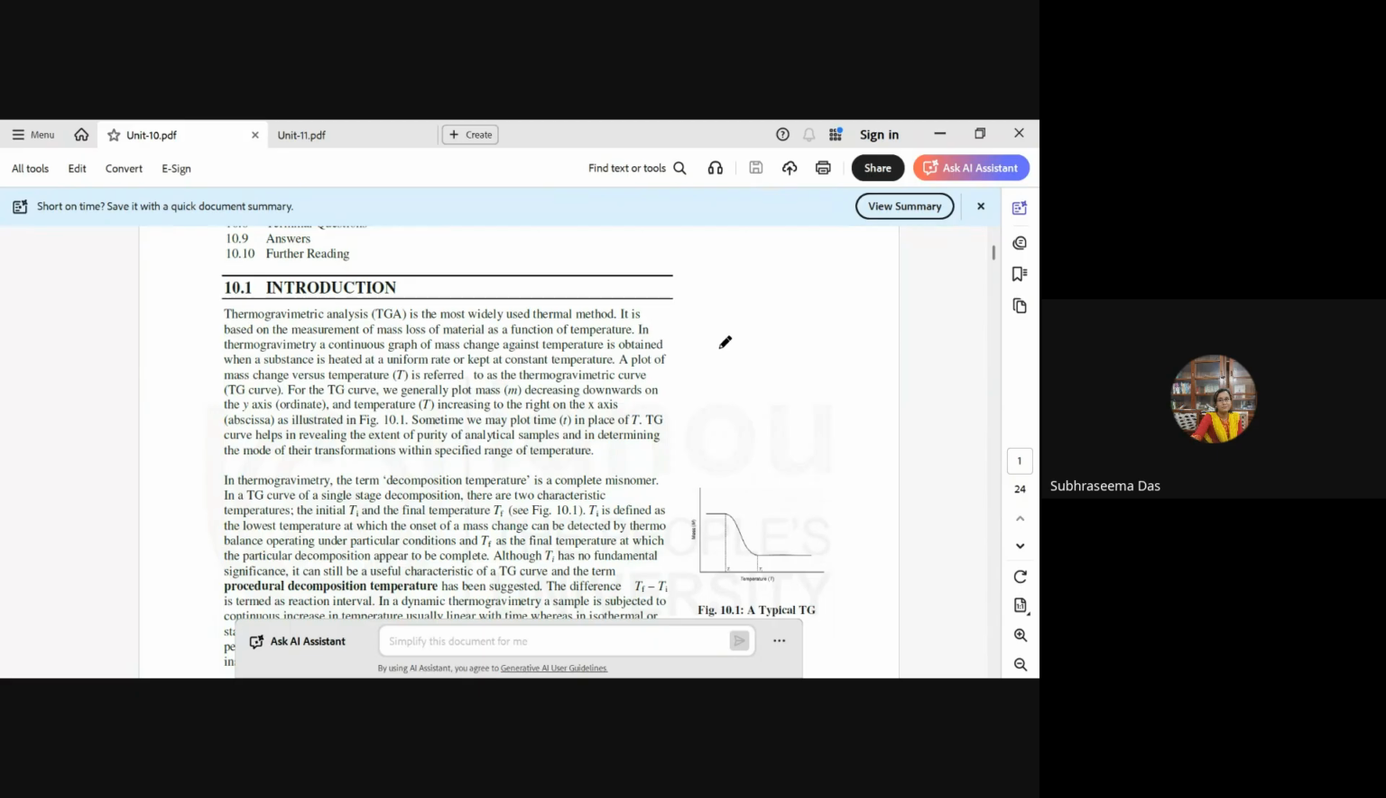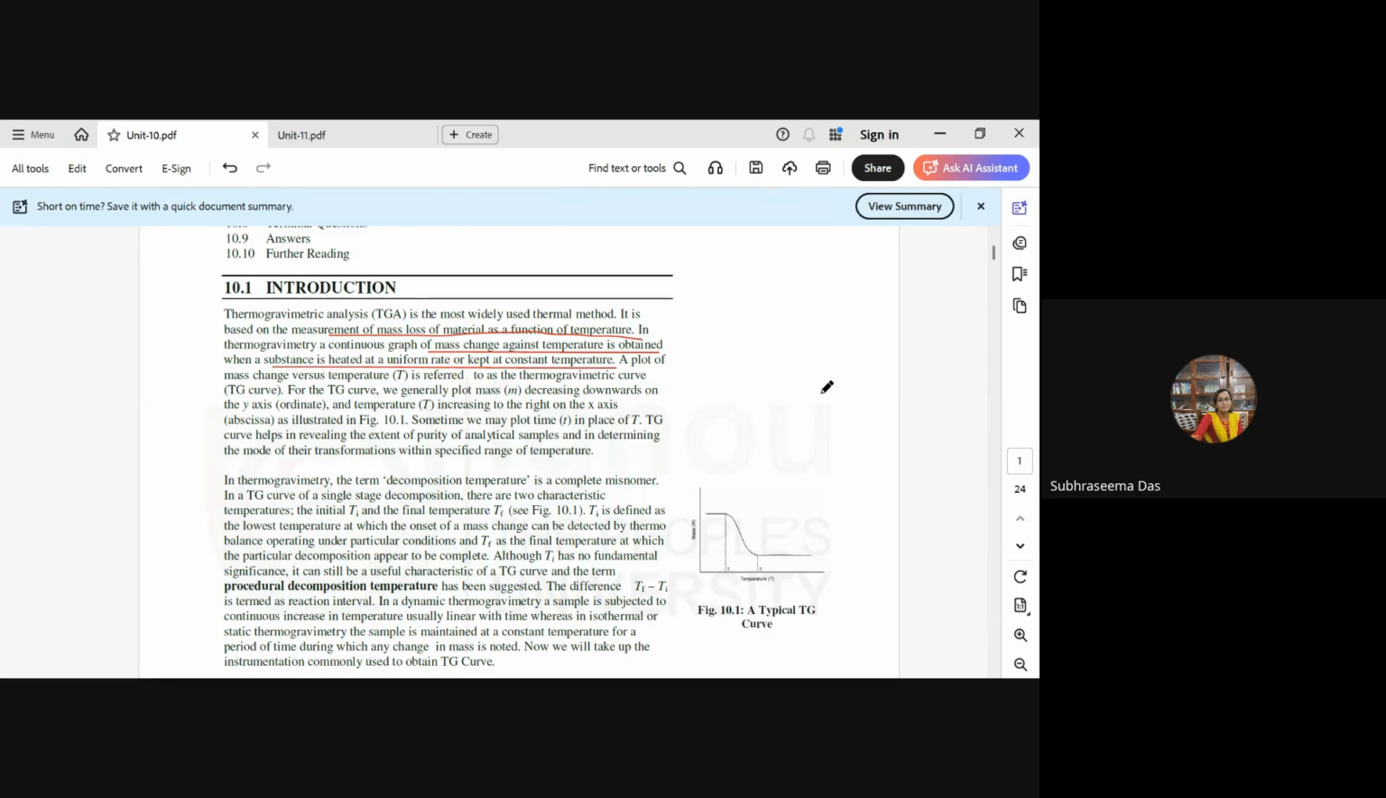So TGA is the most widely used thermal method. It is one of the most widely used methods to understand the thermal stability of any material. It is based on the measurement of mass loss of a material as a function of temperature. So we basically measure the amount of mass that is lost from our material as we keep on increasing the temperature. In thermogravimetry, a continuous graph of mass change against temperature is obtained when a substance is heated at a uniform rate or at a constant temperature.